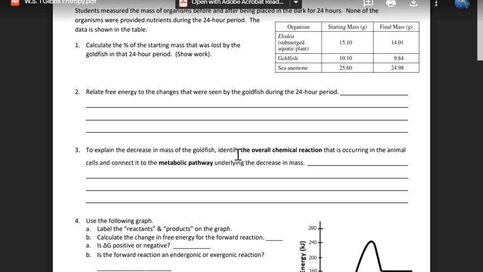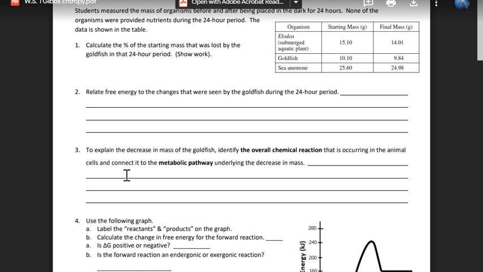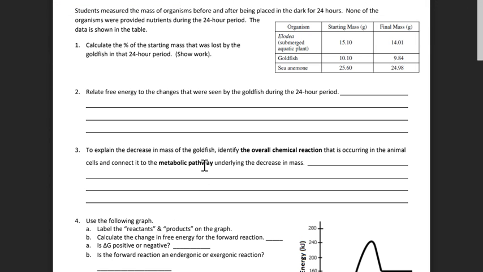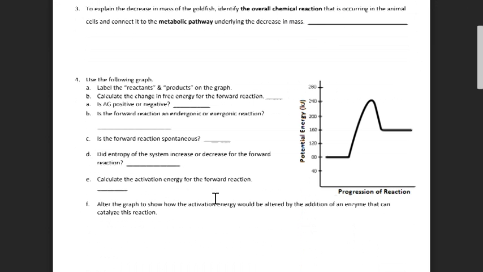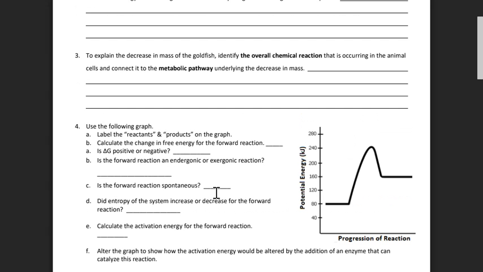I need to explain the difference. I need to identify a chemical reaction, and I need to connect it, and it's a metabolic pathway. I got to identify that metabolic pathway and spell it all out. All right, so speaking of breathing out CO2, here's another question, different question, exact same answer.